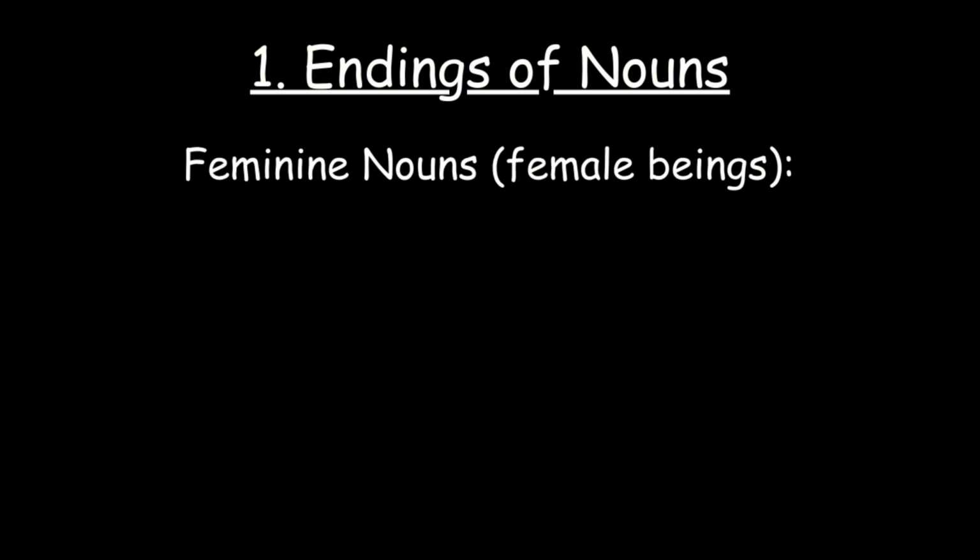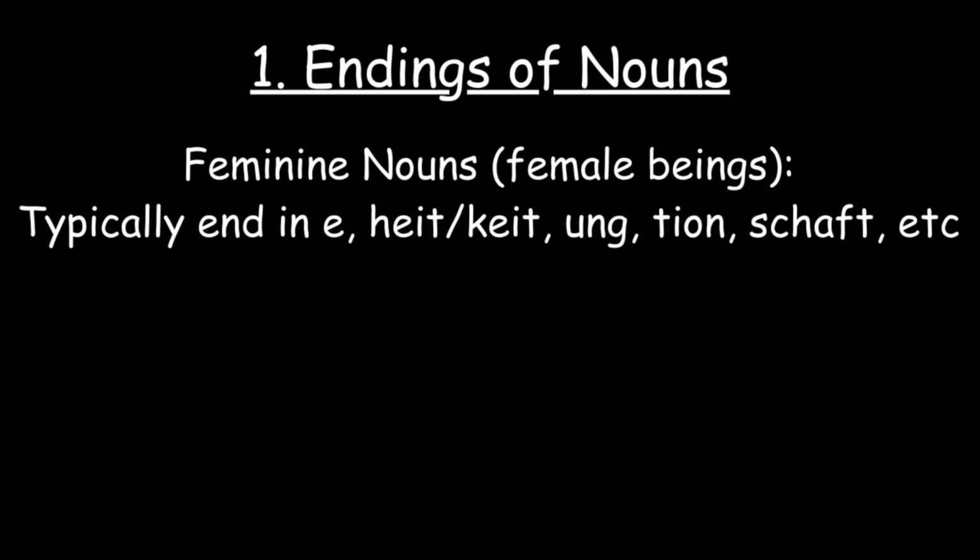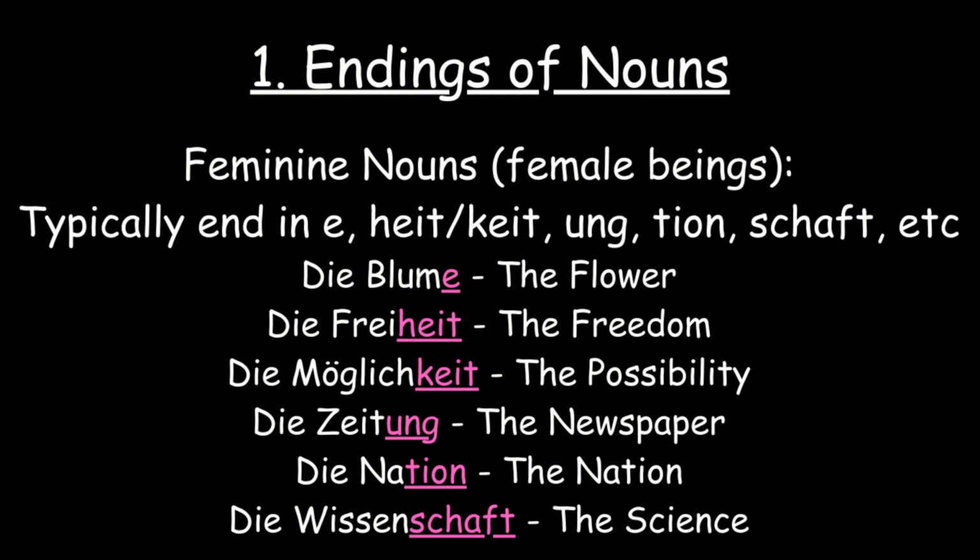To identify feminine nouns, look at the ending of a noun, because most feminine nouns are female beings. Typically, they end in e, Heit, Keit, ung, tion, Schaft, and more. Some examples are die Blume, die Freiheit, die Möglichkeit, die Zeitung, die Nation, die Wissenschaft. That's one way to identify a feminine noun, but again, other endings can also be.